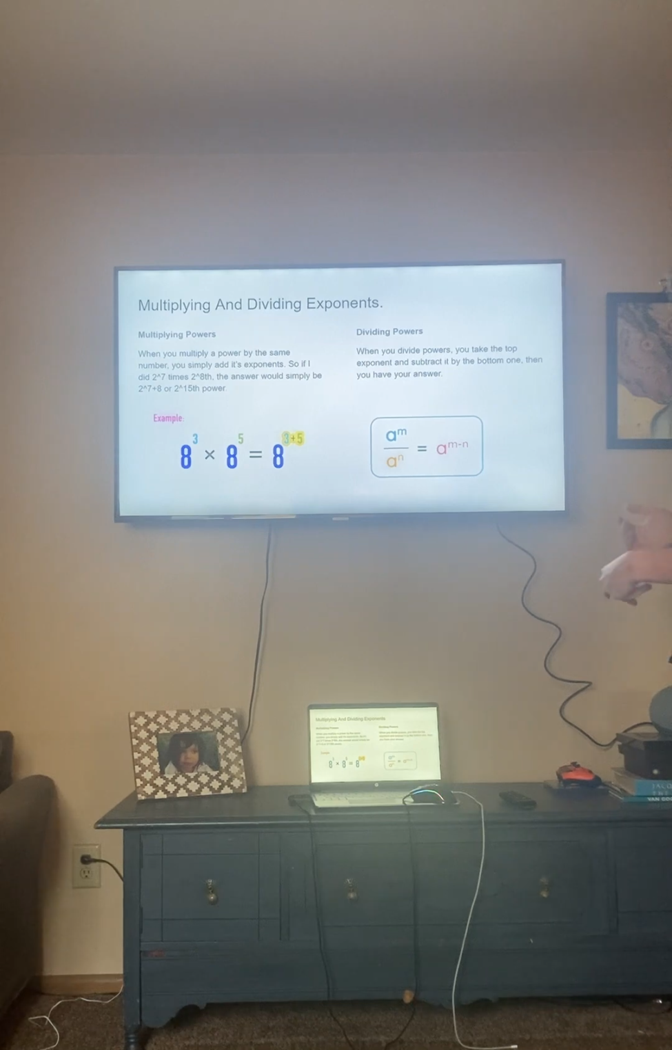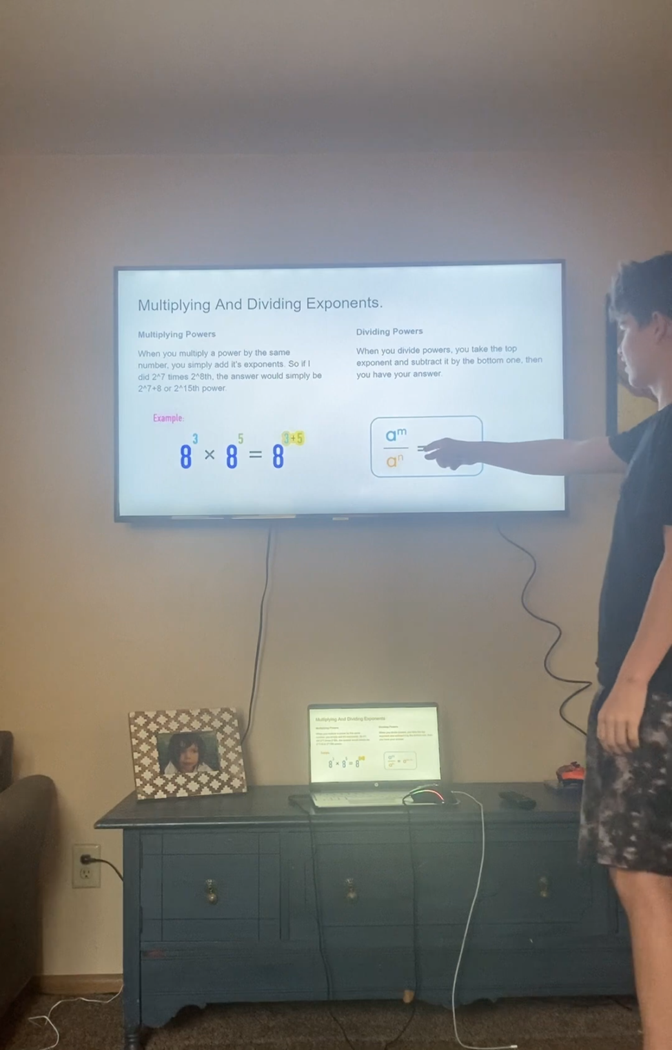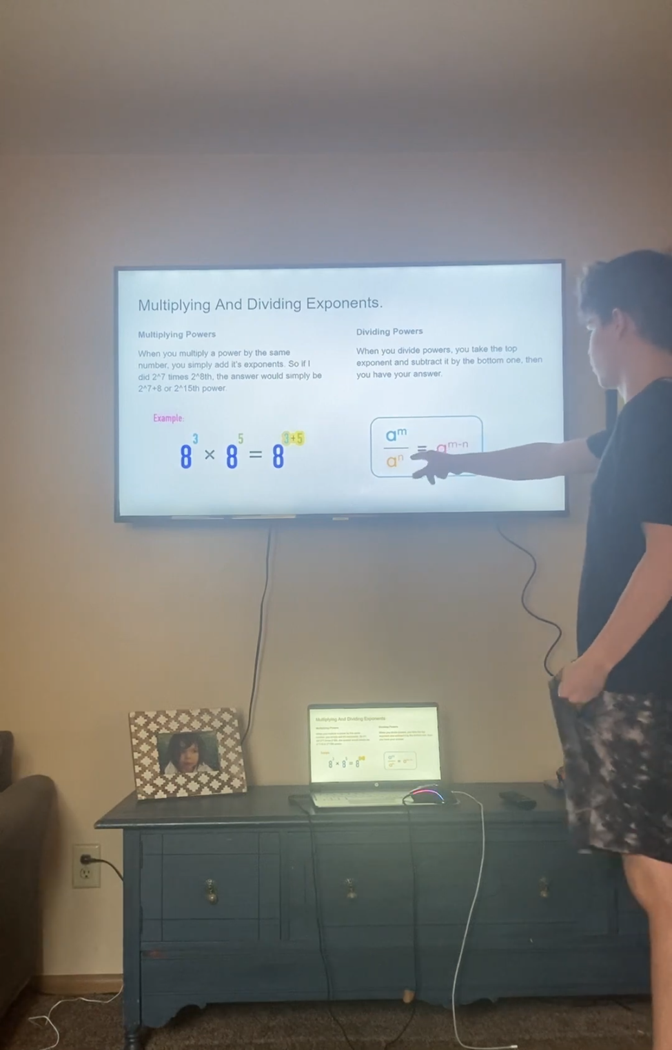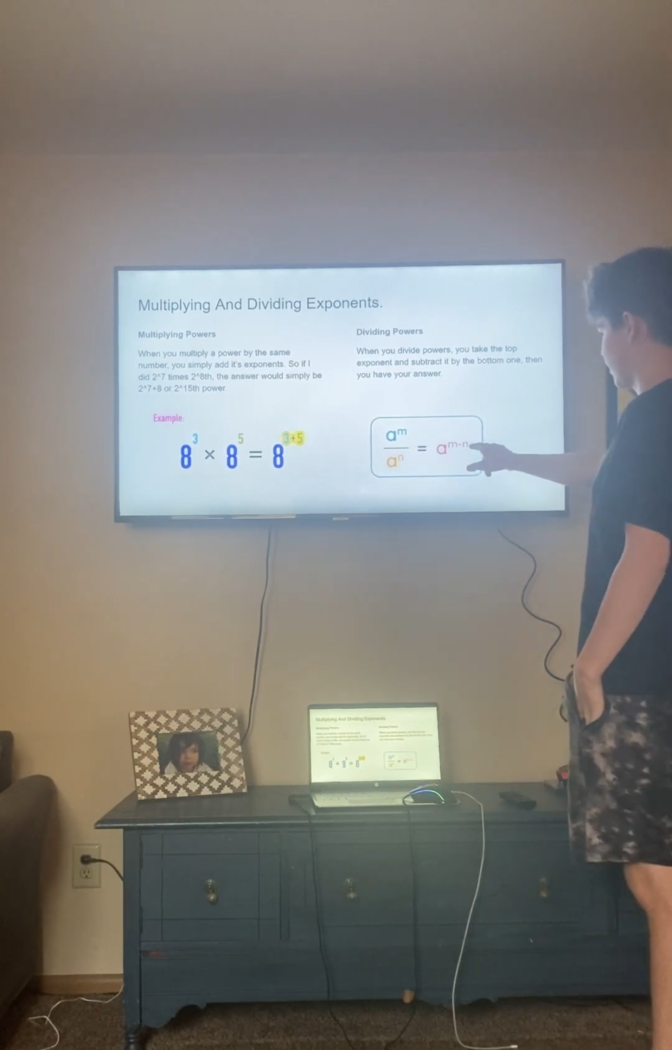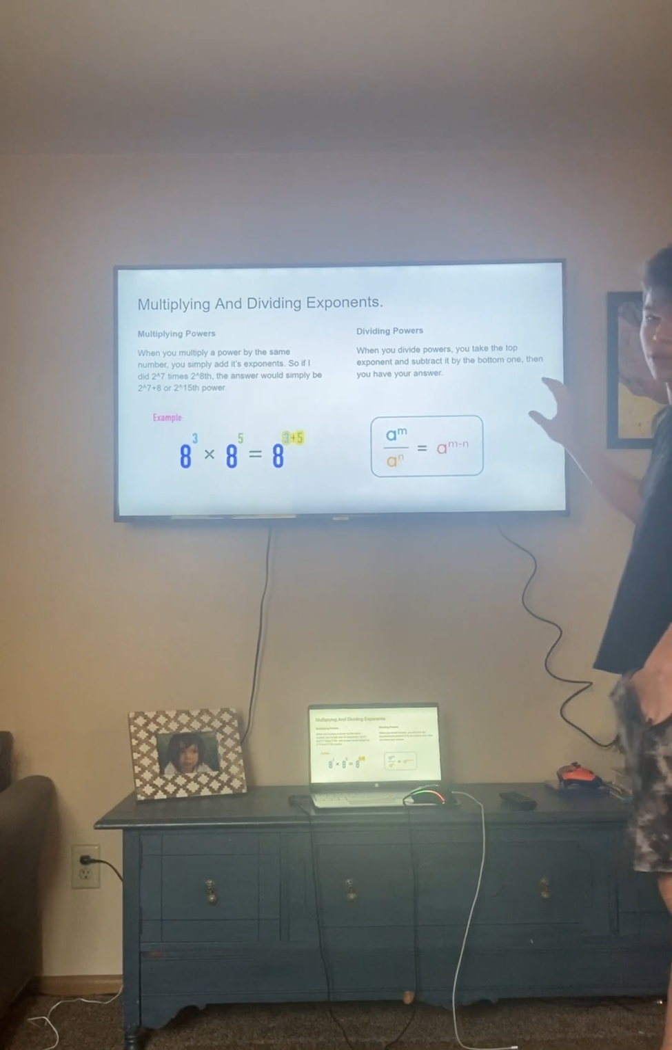Okay? So dividing exponents. When you divide exponents or divide powers, you take the top exponent and subtract it from the bottom one. Then you have your answer. So when I'm dividing, I take my top and bottom exponent, and then I subtract it.